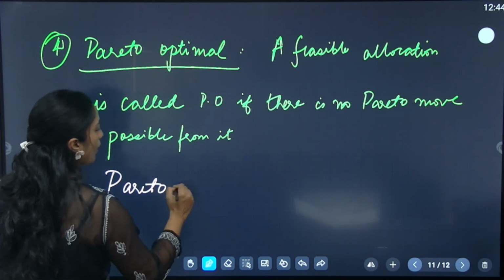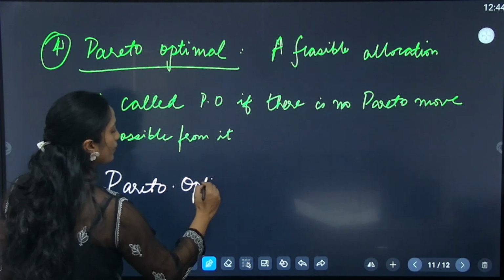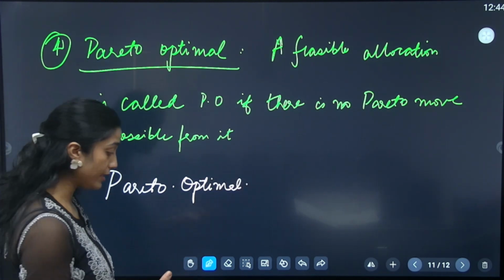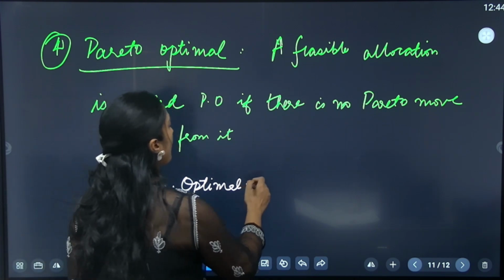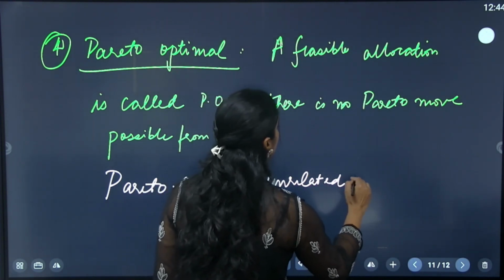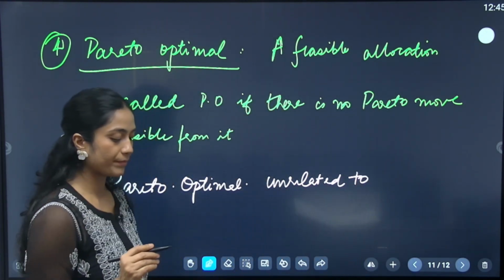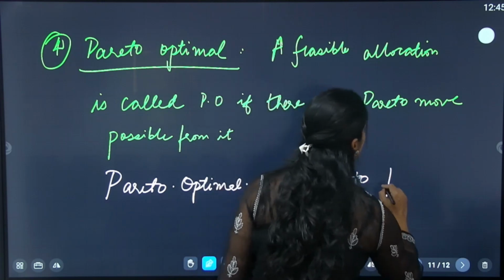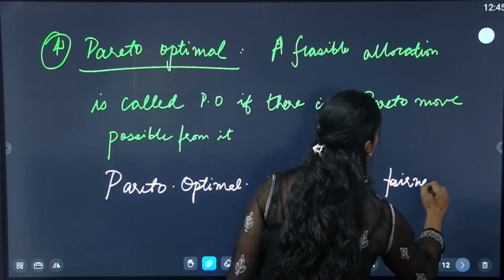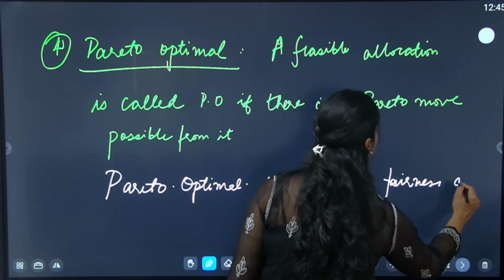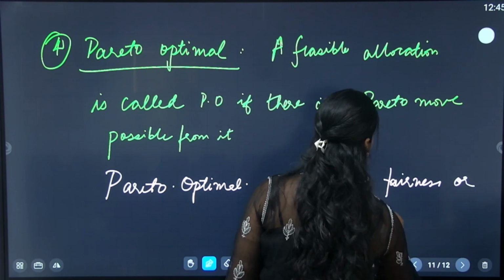Pareto optimal may or may not be fair, right? May or may not be fair. So unrelated. So we cannot make any definite statements about how it will be related to fairness or equity.